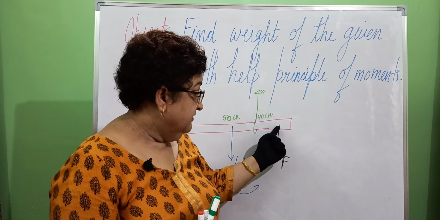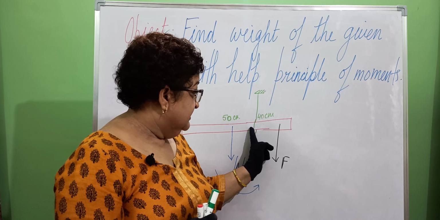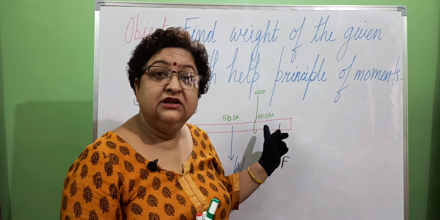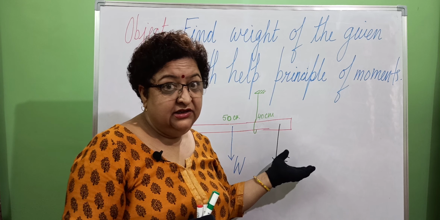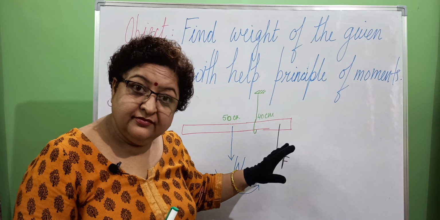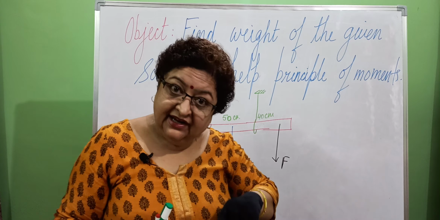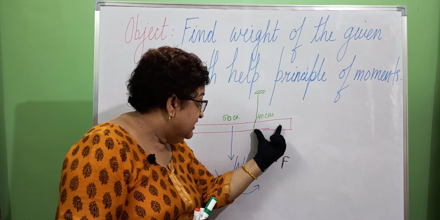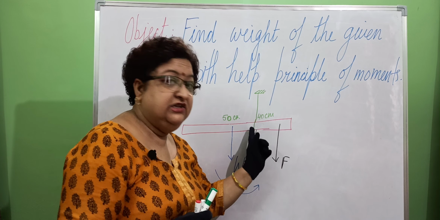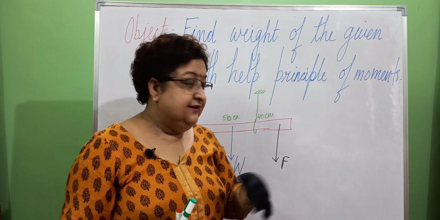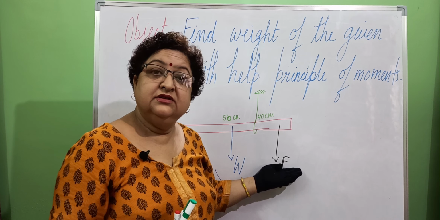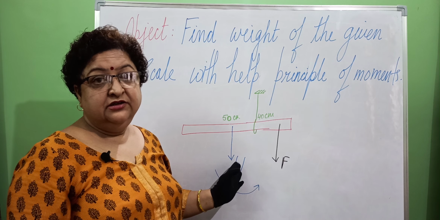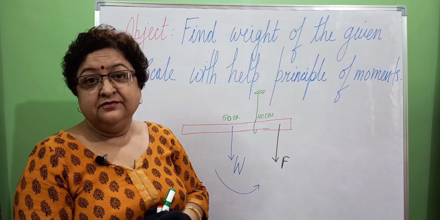Suspend a weight at the right side of the point of suspension. That weight will create the clockwise torque. Now the magnitude of the weight suspended, and the perpendicular distance of the weight from the point of rotation, will decide the torque applied by this force, and that should be equal to the torque applied by the weight of the scale, then the scale will be balanced. Clear?